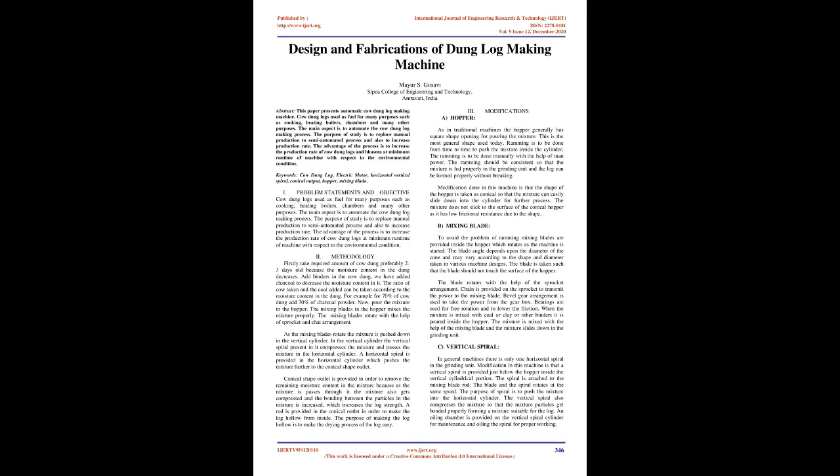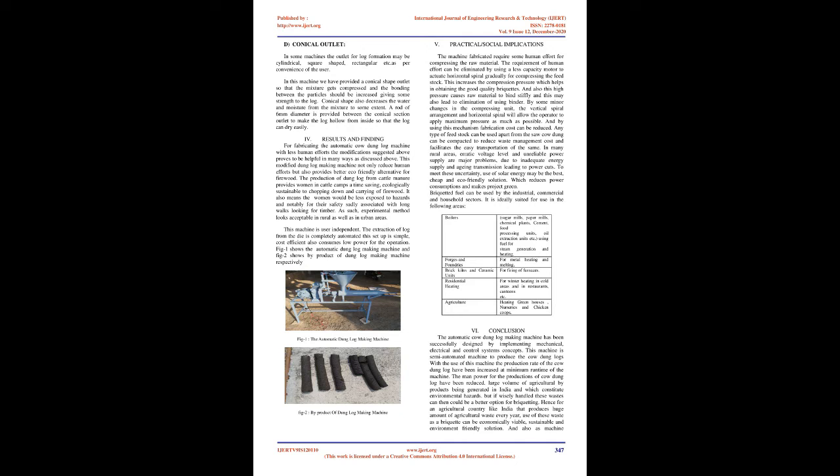The modification done in this machine is that the shape of the hopper is taken as conical so that the mixture can easily slide down into the cylinder for further process. The mixture does not stick to the surface of the conical hopper as it has low frictional resistance due to the shape. B. Mixing blade.